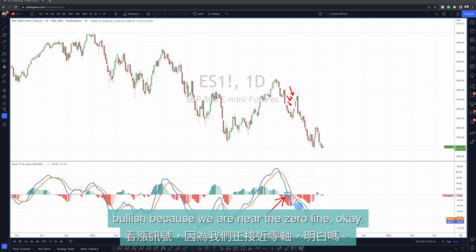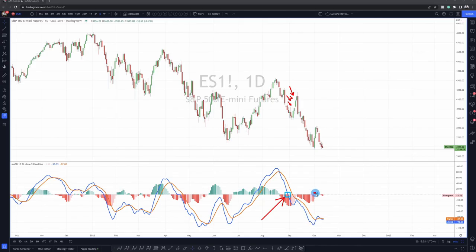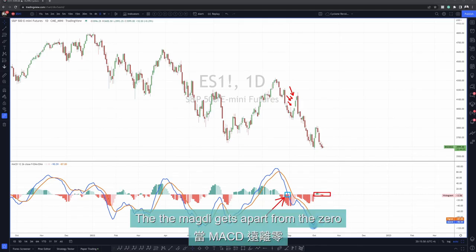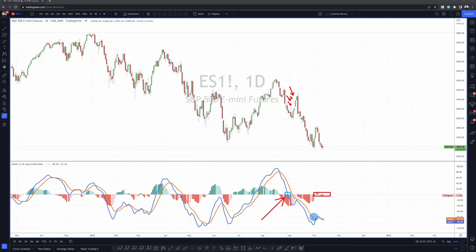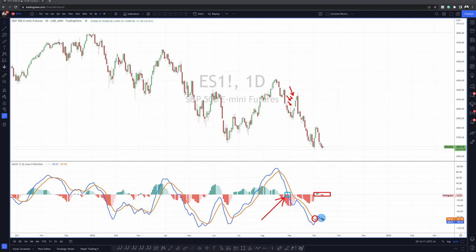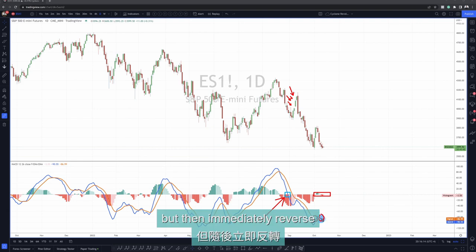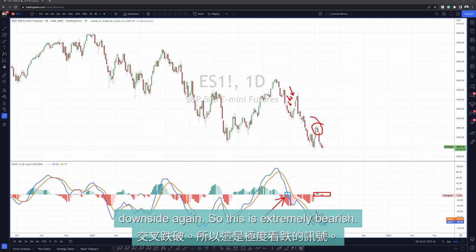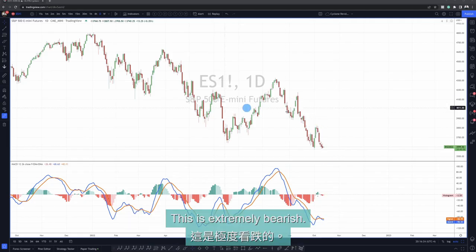Okay. The MACD gets apart from the zero line, so we know that the price is extremely extended. It moves up and creates the MACD crossing the signal line. Okay, fine. It's not divergent, nothing. But then it immediately reverses and moves down, crossing to the downside again. So this is extremely bearish. This is extremely bearish.